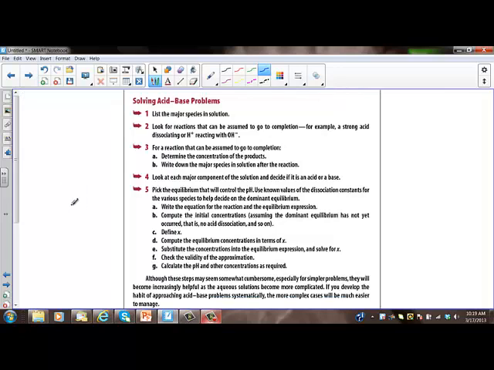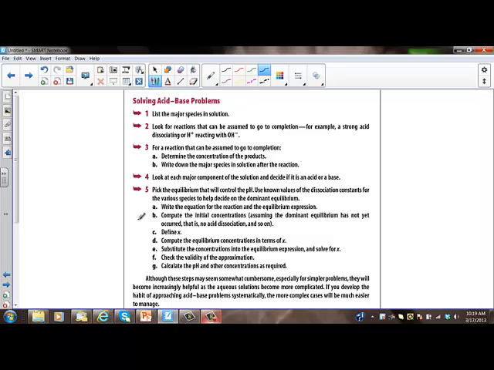Okay, some solving acid-base problem criteria. You need to list the major species in solution, look for reactions that can be assumed to go to completion, meaning strong acids or strong bases. For a reaction that can be assumed to go to completion, you need to determine the concentration of the products, write down the major species in solution after the reaction, look at each component, decide if you're dealing with an acid or base.